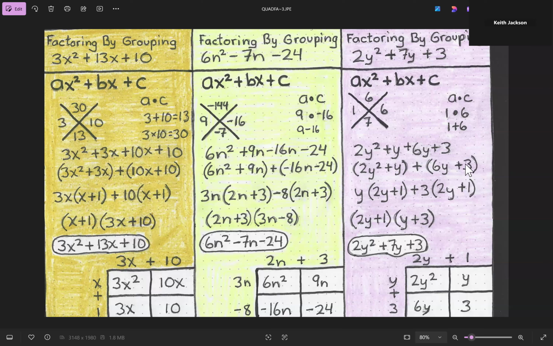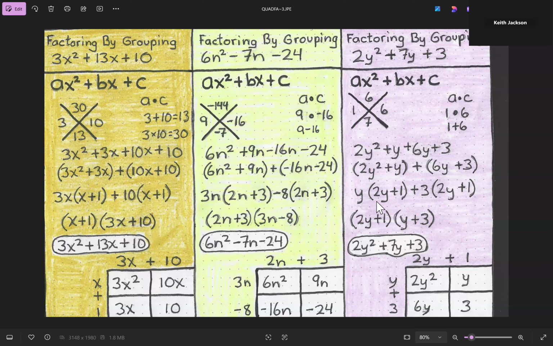We're going to do the same thing with this grouping, in which we're going to factor out a 3. And when we do that, we will have 3 times the quantity of 2y plus 1. And how do we know? Because if we go 3 times 2y, we will get 6y. And 3 times 1 will give us 3, that you see right here. So this is a workable grouping right here.